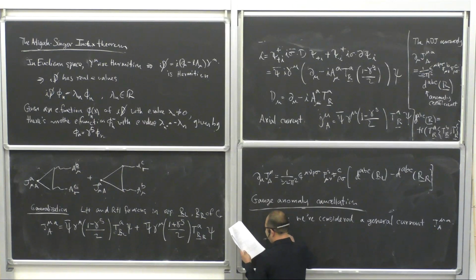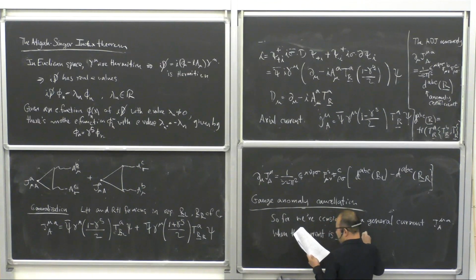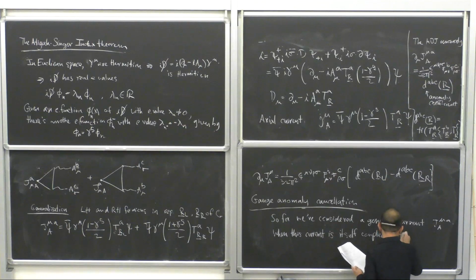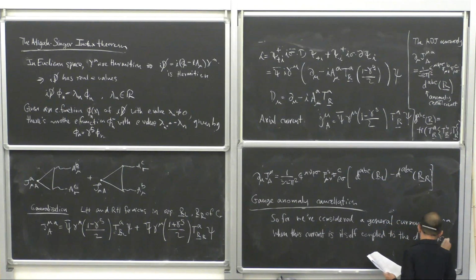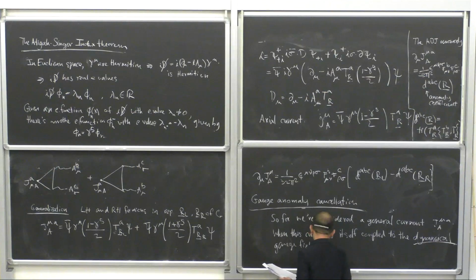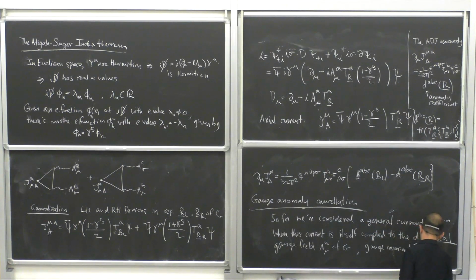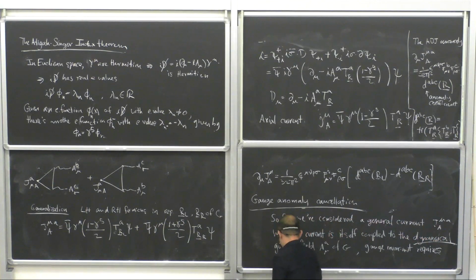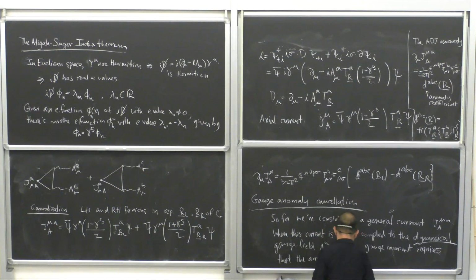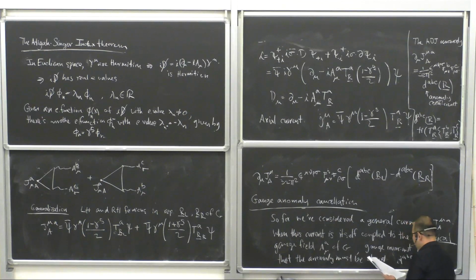So when this current is itself coupled to the dynamical, let me emphasize, now it's a dynamical gauge field A^A_μ of G, gauge invariance requires that the anomaly must be absent. This means that d^{ABC} has to be 0.